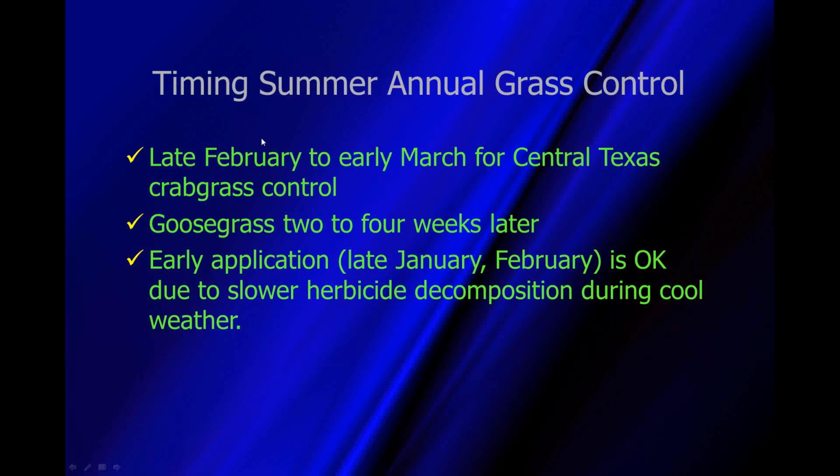Timing for these, again, since you've got to get it out there before the weeds germinate, would be late February to early March for Central Texas. Goosegrass is 2 to 4 weeks later, so you have a little bit more lag time if you're going after goosegrass. For the most part, January, February is going to be in time for most of Texas.